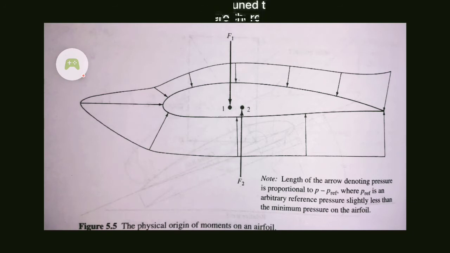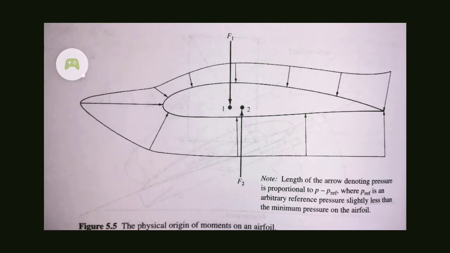One more thing to be noted over here is that the pressure lines below are greater in length as compared to the pressure lines above the airfoil, which shows that the pressure force below the airfoil is more than the pressure force above the airfoil. And also if you observe, the length of the pressure lines is greater at the leading edge section of the airfoil.